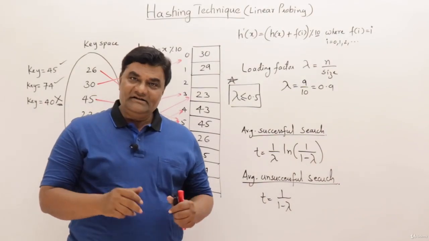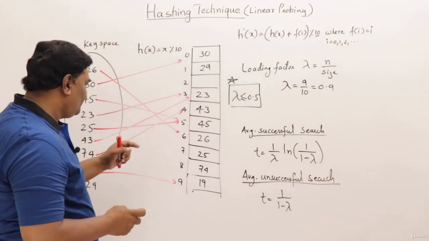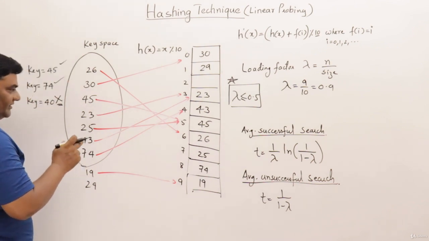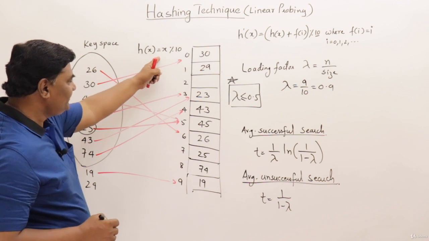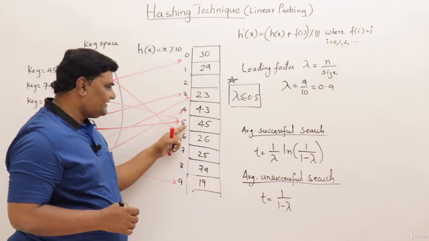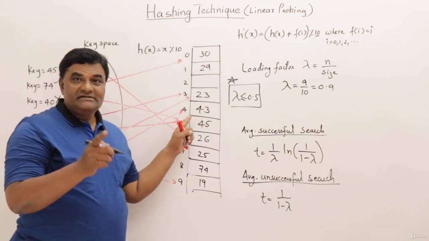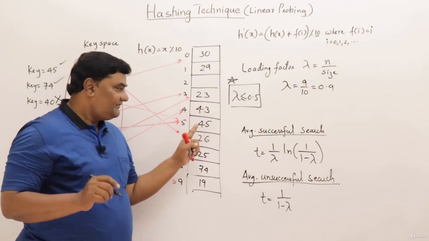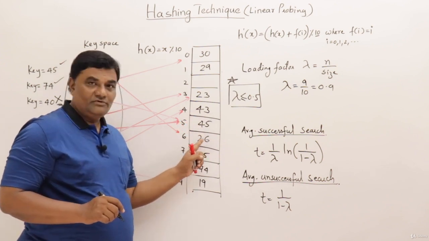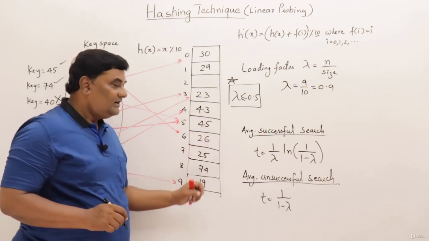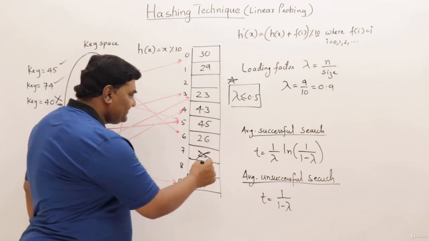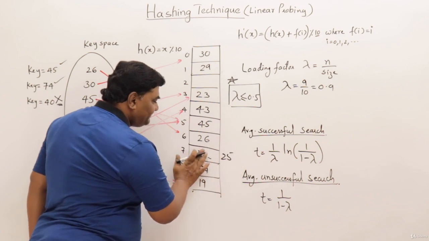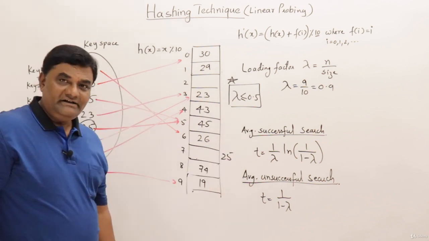Now let us look at delete. Suppose I want to delete 25. Use the hash function, go to that particular index, that is 5. Then start searching for 25. Is it 25? No. Is it 25? No. Is it 25? Yes. Found. Then delete it. 25 is removed, so I will write it outside. This place is vacant.